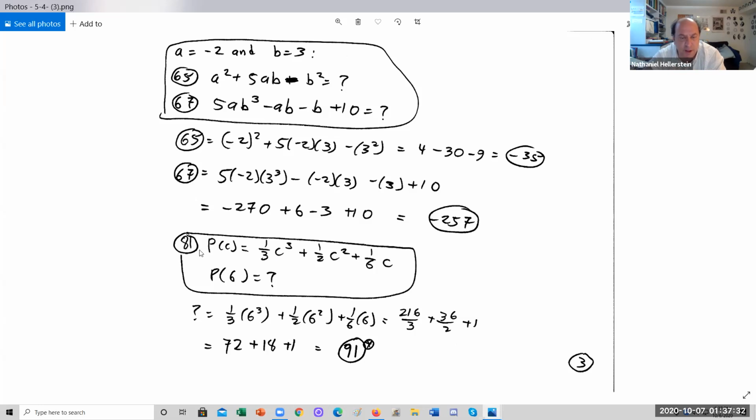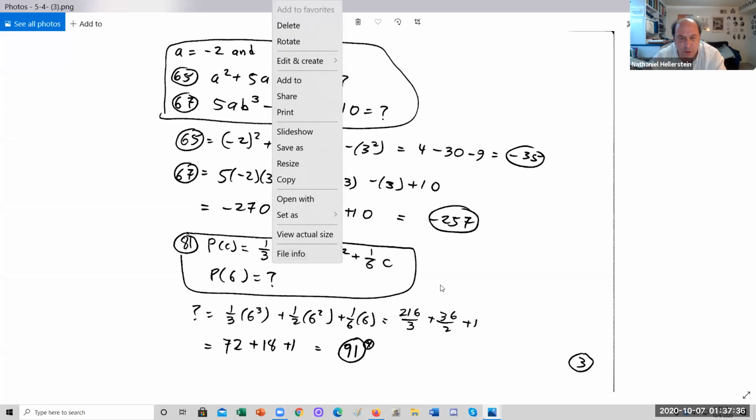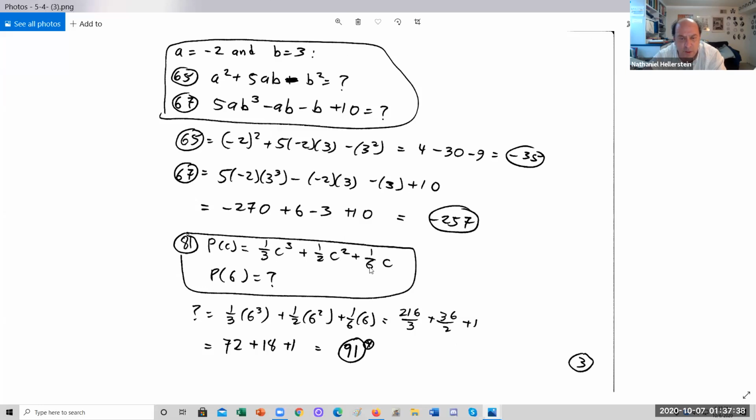Here's this polynomial, 1/3 c cubed plus a half c squared plus a sixth c. It refers to the number of oranges if you stack oranges in a square-based pyramid and go c layers. That's how many oranges are in the whole thing, this polynomial. So how many if there's 6 layers? P of 6 is what? Again, we write 6 here, here and here.